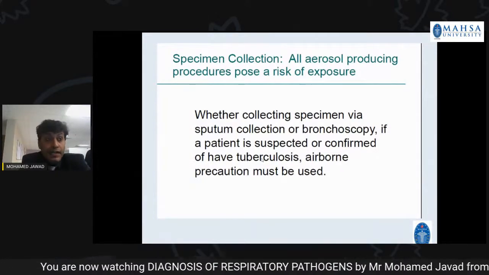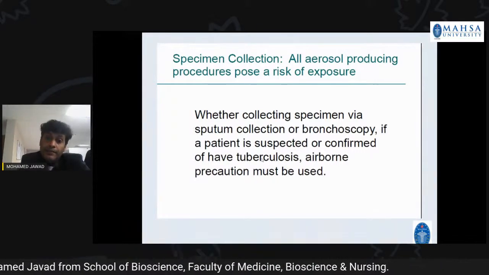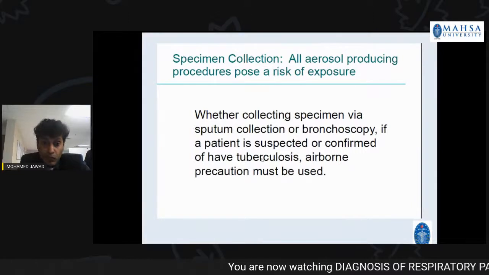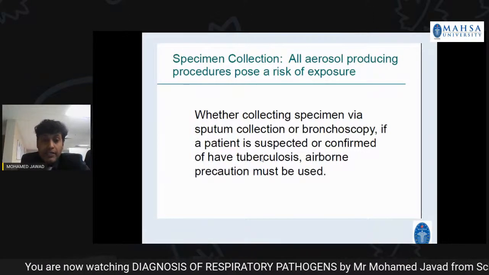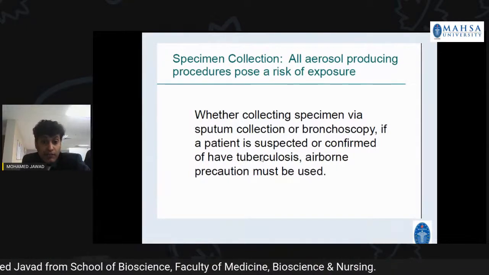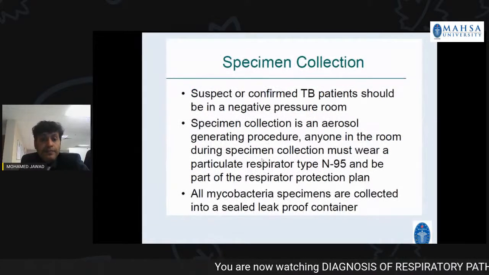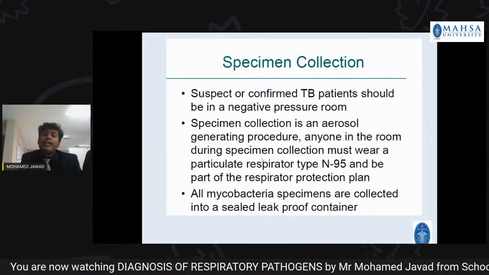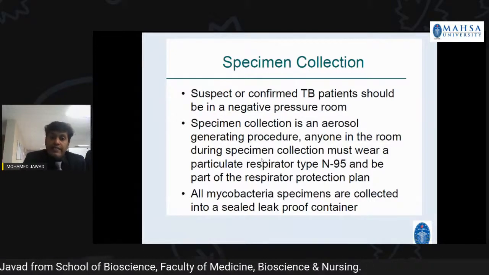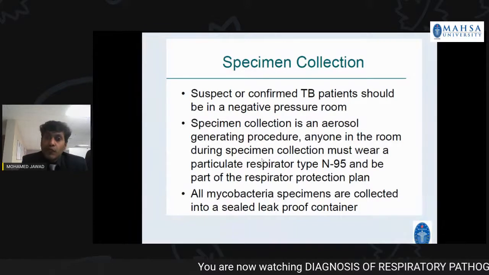Then specimen collection is also very important. All these aerosol-producing procedures pose a risk of exposure. So we have to take care: the lab technician should wear personal protective equipment, and a negative pressure room should be used. That will help prevent cross contamination. Whether collecting the specimen through sputum collection or bronchoscopy, if the patient is suspected or confirmed to have tuberculosis, airborne precautions must be used. Normally we have to wear protective clothing. PTB patients should mainly be in a negative pressure room. Because these are aerosol-generating procedures, particularly respiratory-type PPE is very important. Then we have to collect in sealed, leak-proof containers.